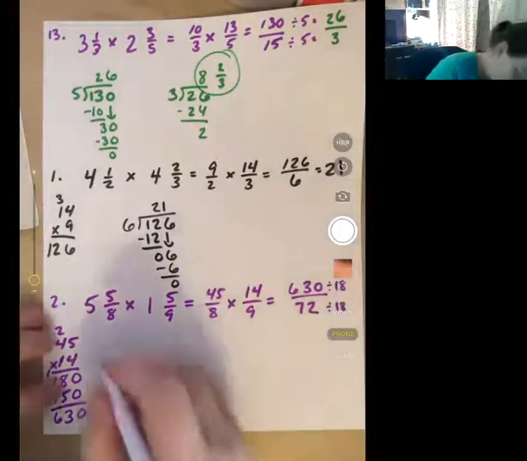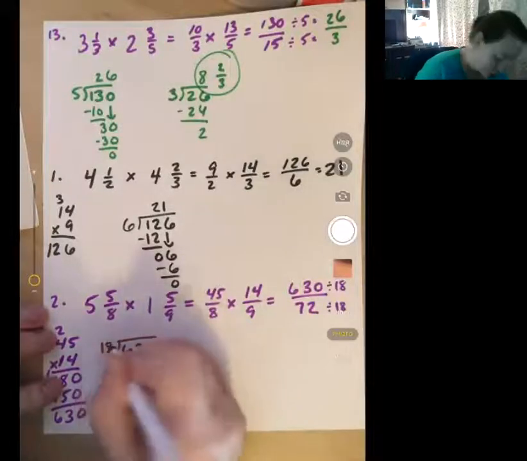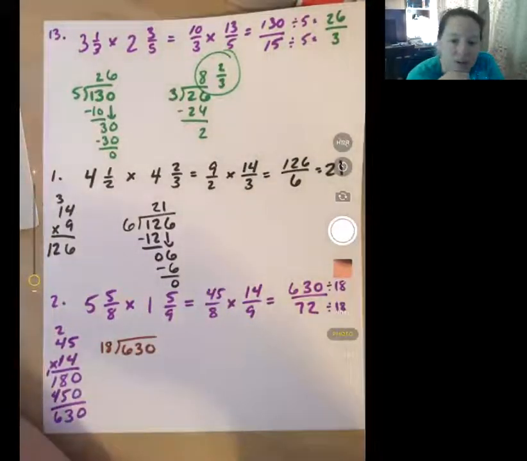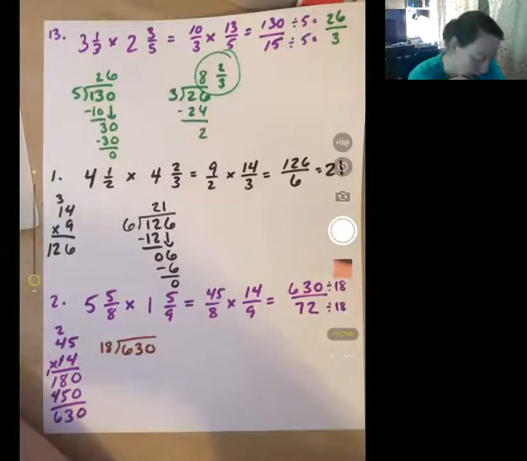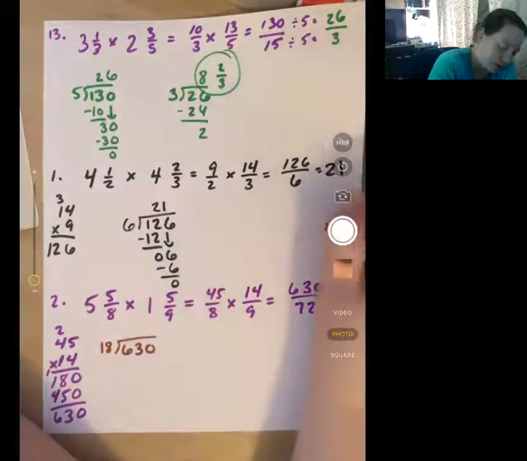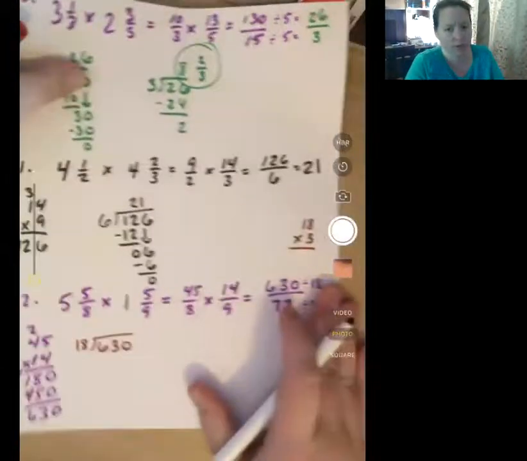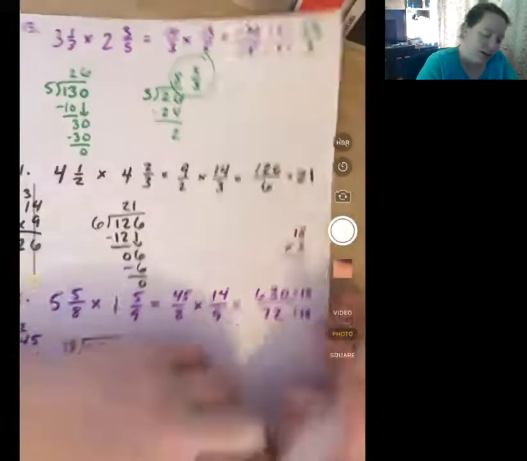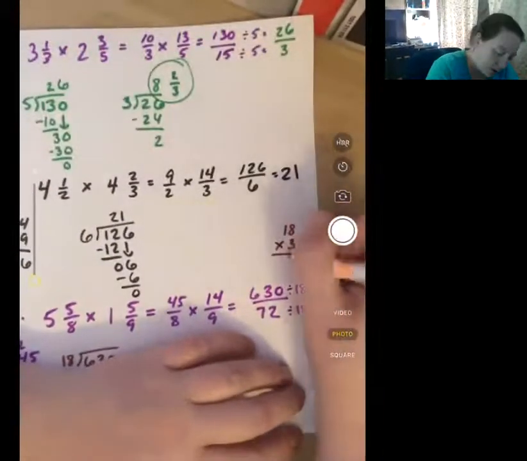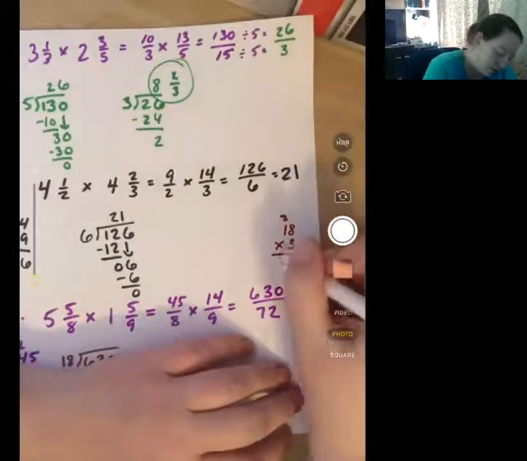Let's see what happens. All right, so 18 into 630. Oh boy. Okay, so we need to think about this one a little bit. 18 times what? 18 is really close to 20, and 20 would go into it 3 times. So let's try 18 times 3 and see what that gives us. 8 times 3 gives us 24. 3 times 1 gives us 3, plus 2 gives us 5.